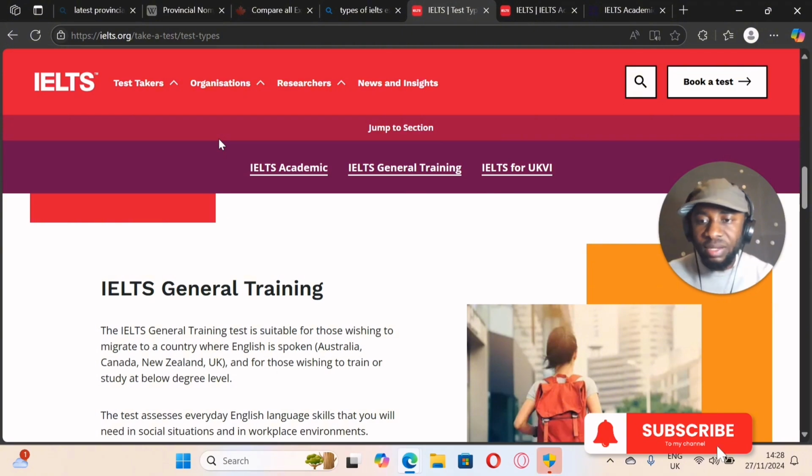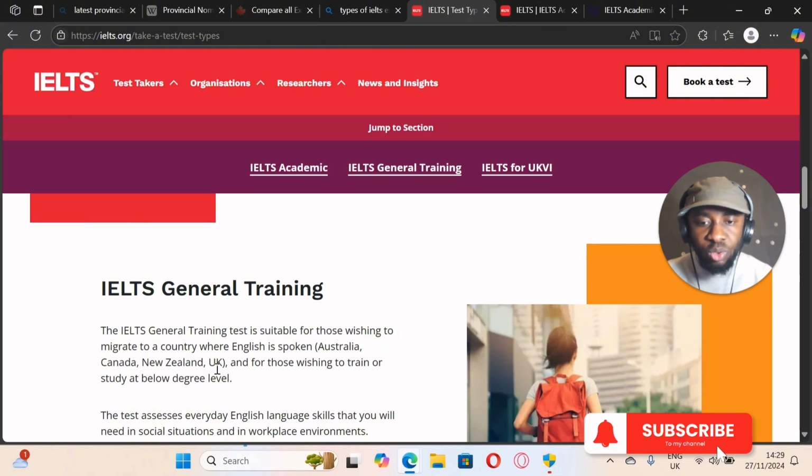Now, the next one on the list is the IELTS General Training. Pay attention, the IELTS General Training. This test is suitable for those wishing to migrate to a country where English is spoken. So for countries like Australia, Canada, New Zealand, and the UK, if you want to relocate or move to those countries, then the IELTS General Training Test is the option you have to go for.